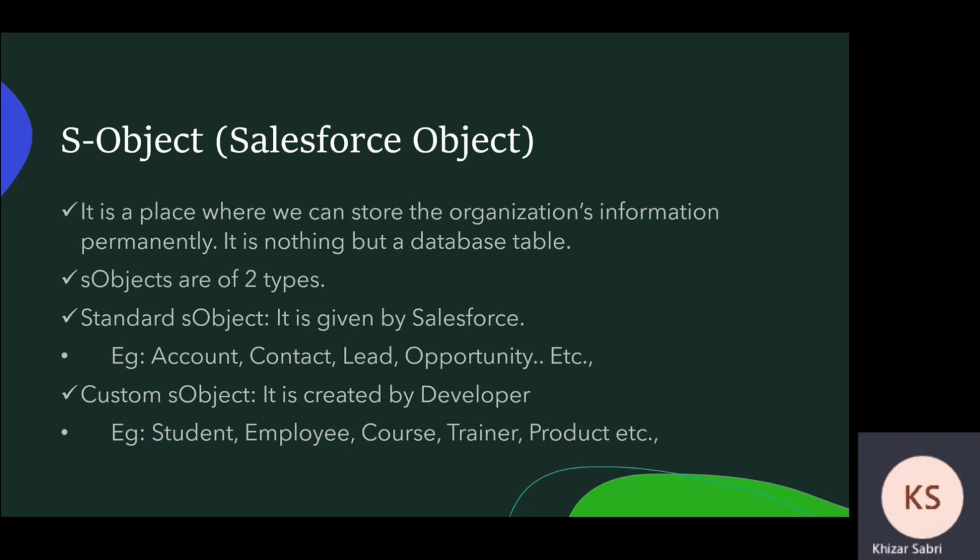Again, I already talked a lot about S object. Can somebody please tell me the difference between an S object and a tab? What's the difference between a Salesforce object and a tab? When does an object become a tab? When it's plural. So essentially, an S object is a place where we can store the organization's information permanently. It's nothing but a database table.